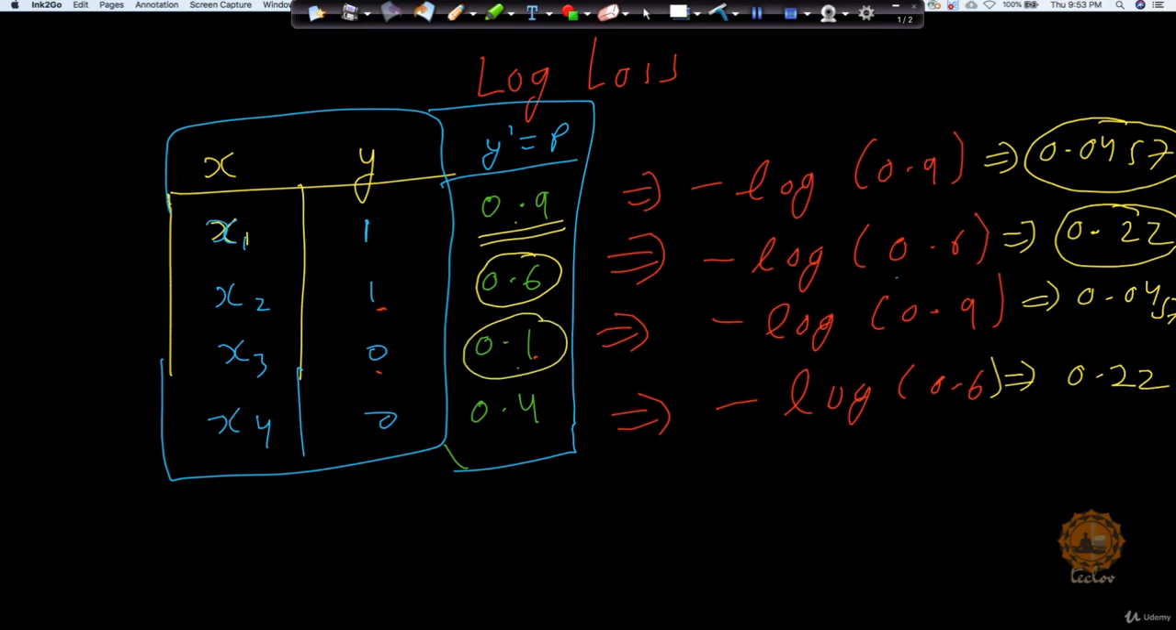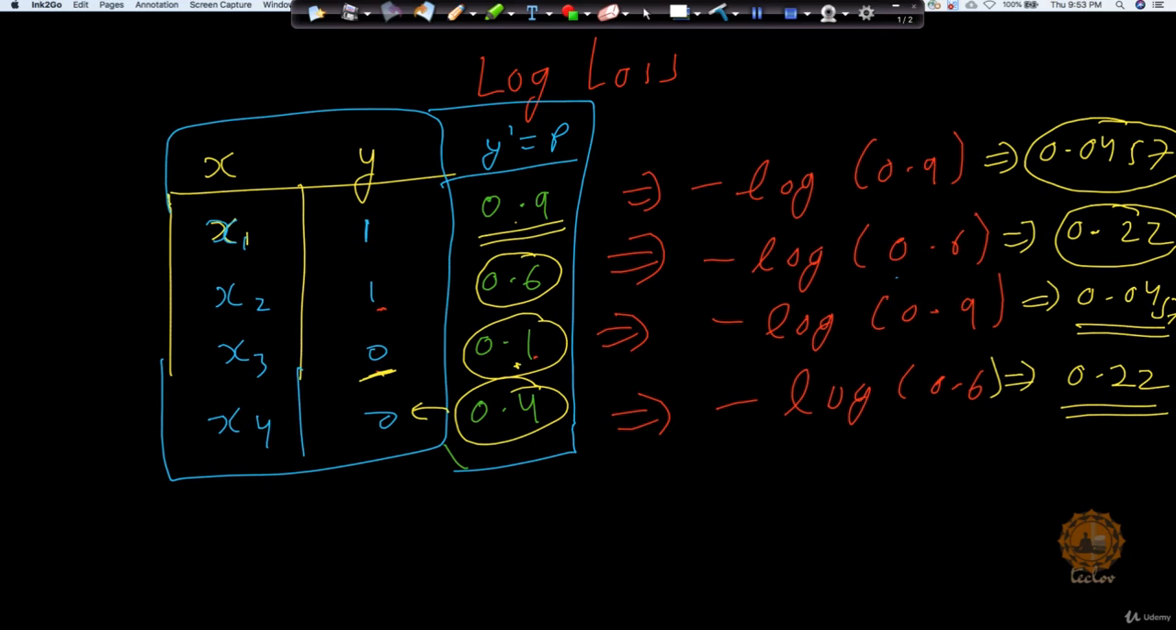Similarly, look at 0.1. This should give you a low log loss value. Why? Because again, this is a very good probability for my zeroth class. So you can notice I got 0.04, which is quite a low value. But for 0.4 with prediction 0, it should again return a slightly higher value. This is the whole idea behind log loss.